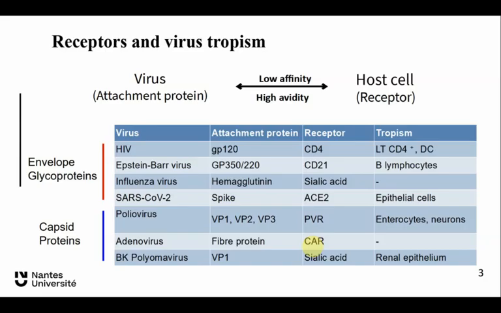Okay, good question. So I've got sialic acid here twice on a slide, and here I've got a specific tropism, and here I have no tropism. And the question is, why is that? The answer to that is, sialic acid, it's an oversimplification.